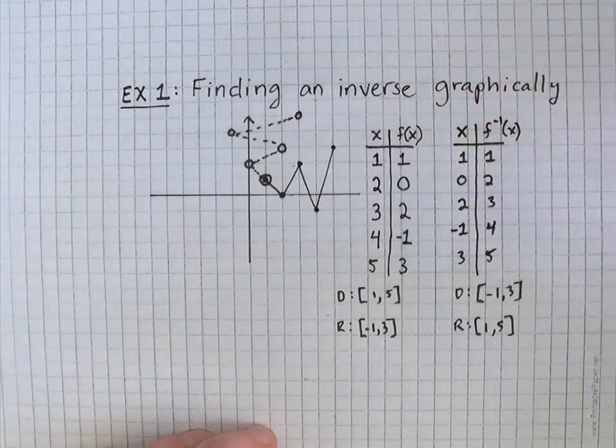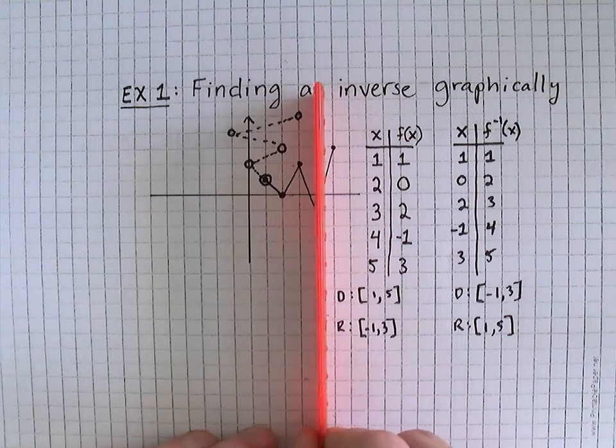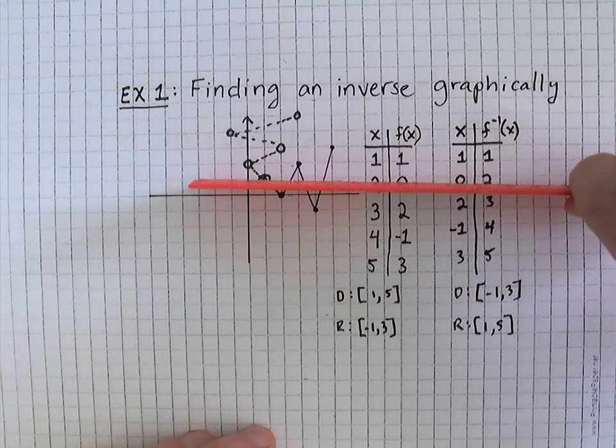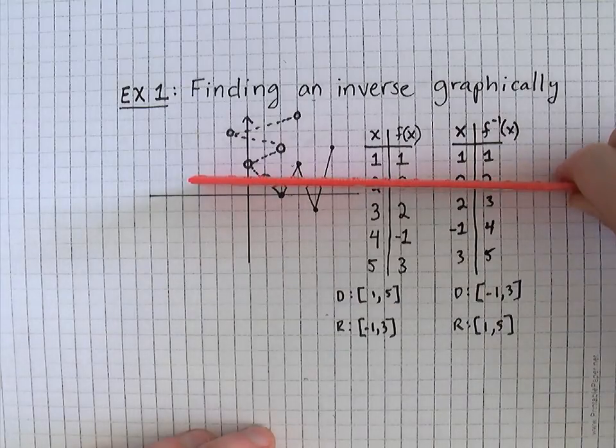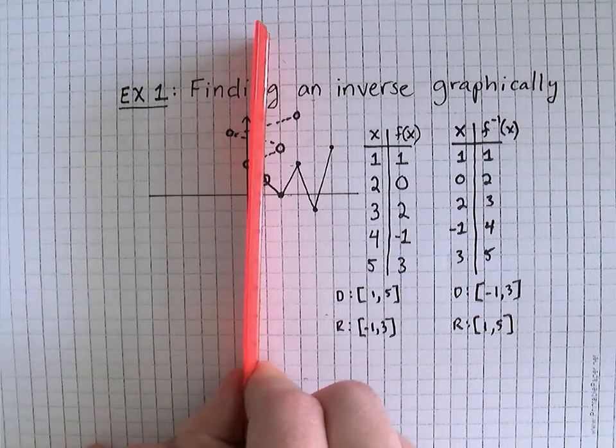A quick way to tell whether or not a function will have an inverse that's also a function is, instead of the vertical line test, we check a horizontal line. You can see that a horizontal line passes through my original function multiple times. That lets me know that its inverse will not be a function, because the vertical line test will fail.